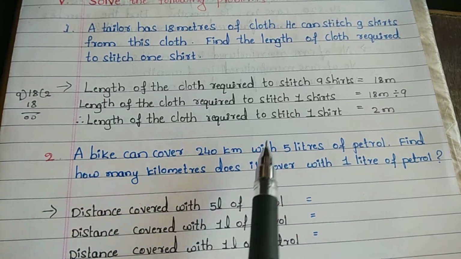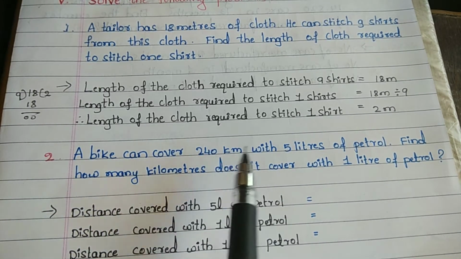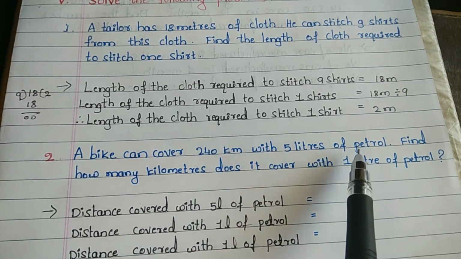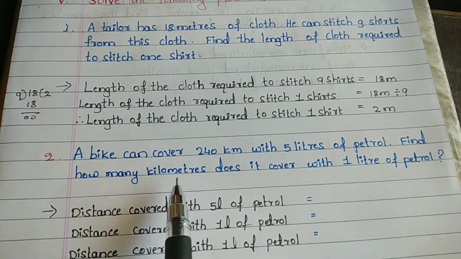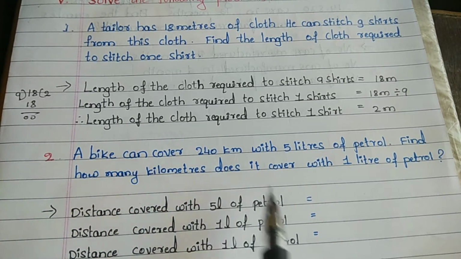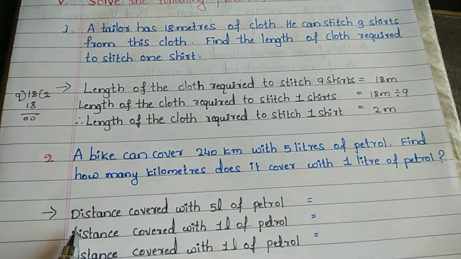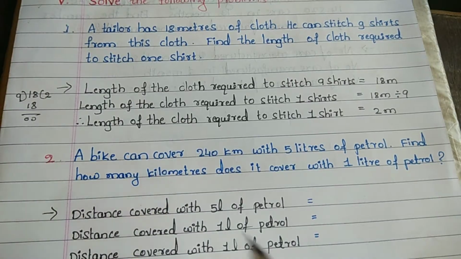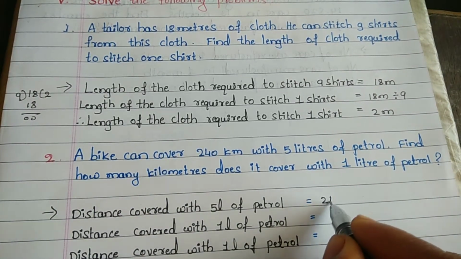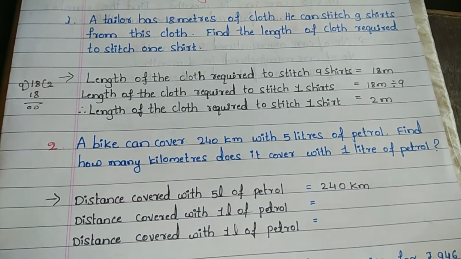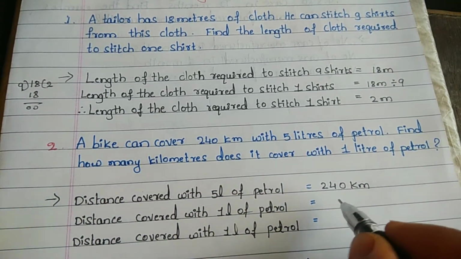Dear children, a bike covers 240 kilometers with 5 liters of petrol. But with 1 liter of petrol, how much distance should it cover? This is your question. Write down here. Distance covered with 5 liters of petrol is equal to how many kilometers? Tell me. 240 kilometers. Okay. Distance covered with 1 liter, we don't know. This we will find out now.